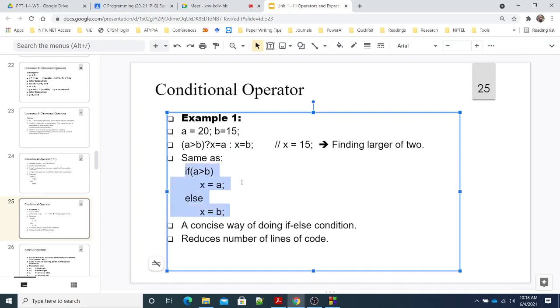And I can express the same thing using an if else statement. If a greater than b, x is equal to a, else x is equal to b. So finally, x will have the larger value between a and b. Clear? Any question?